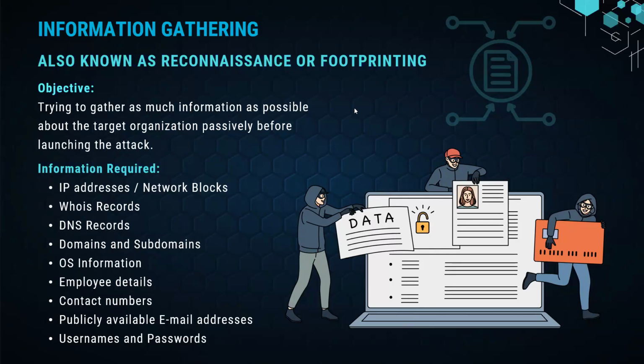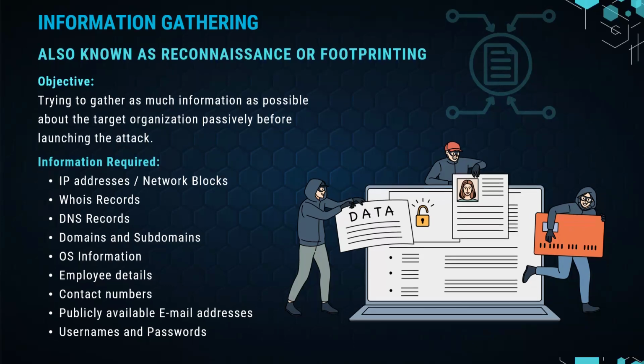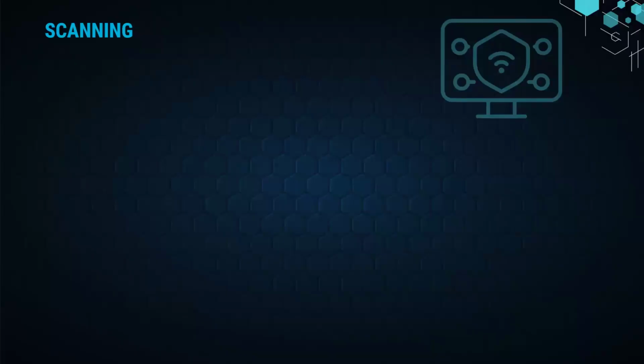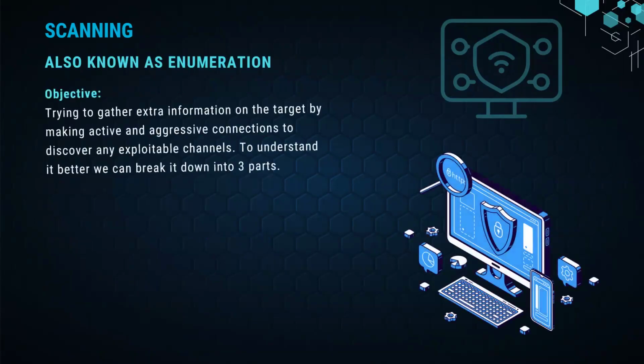So once all of this data has been obtained, that information now is utilized in the next phase. That is where scanning comes in. This is also commonly known as enumeration. So that's the other name given for scanning. And the objective here is to get some extra information on the target, but by making active and aggressive connections. So earlier we got the data passively. Here we get the data actively.